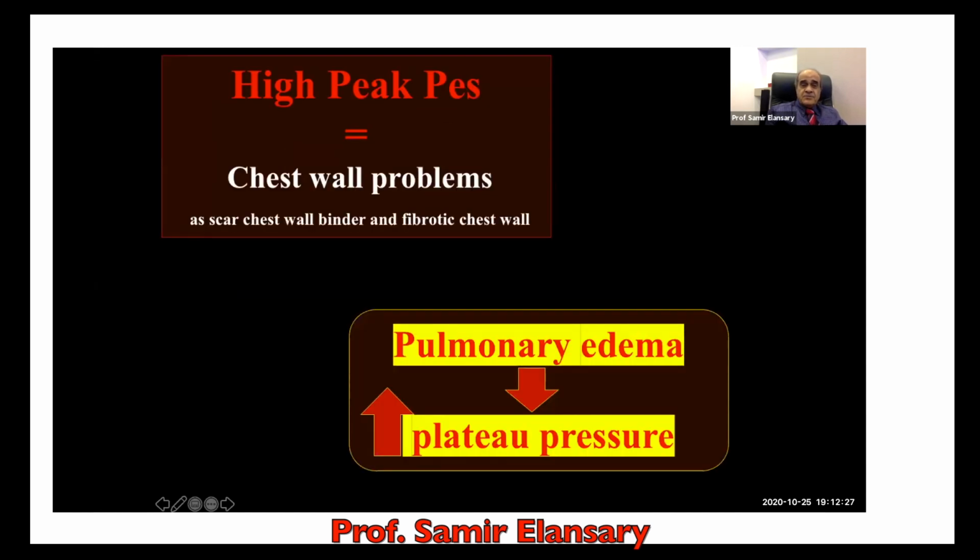High peak esophageal pressure we will see in patients exhibiting chest wall problems, like a scarred chest or a band around the chest, as post-burn or post-plastic surgery, and fibrotic chest wall, and so on. In cases of pulmonary edema, it will increase the plateau pressure, not the peak pressure.